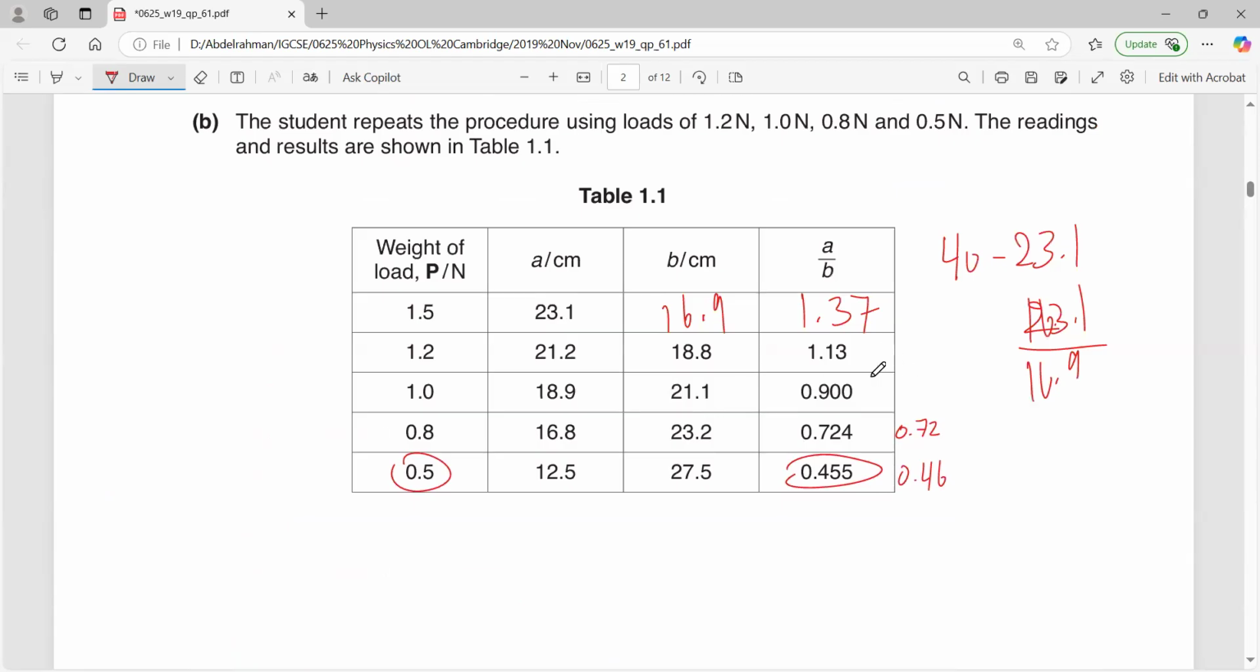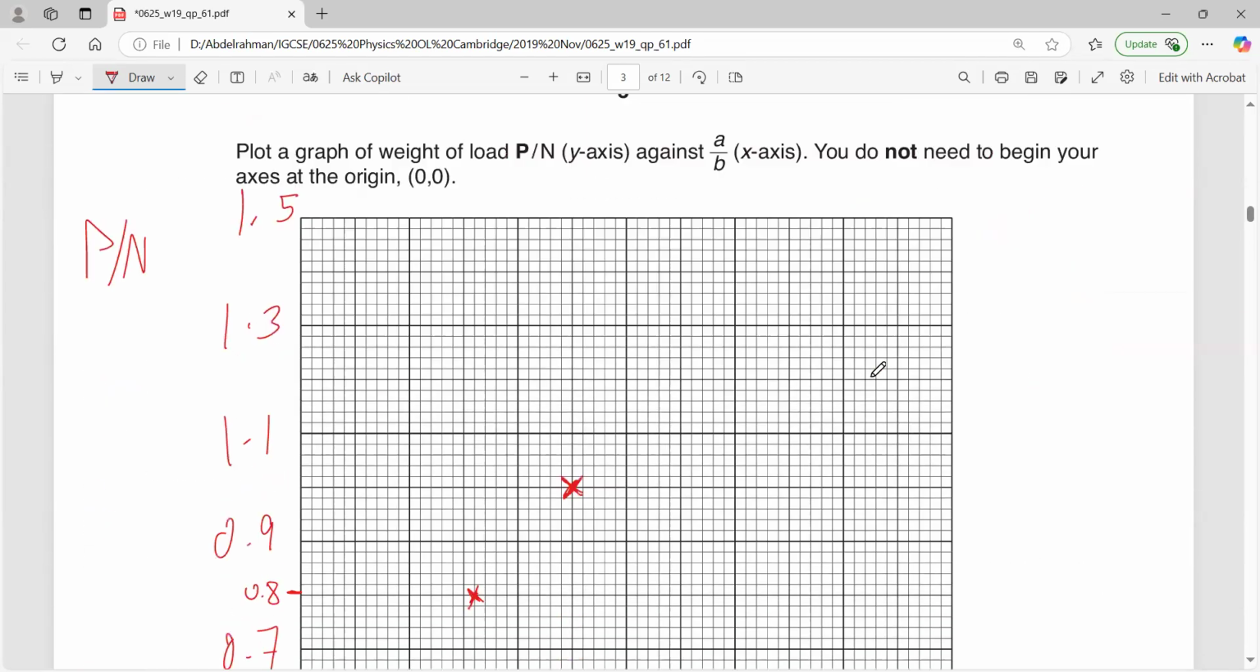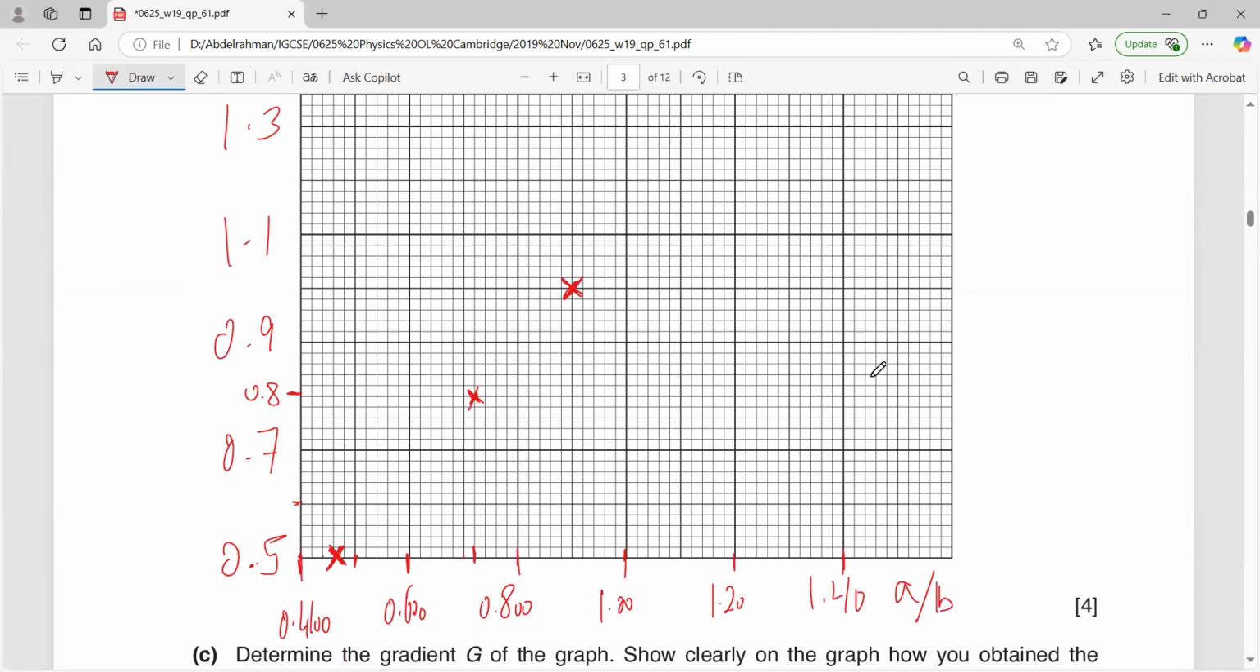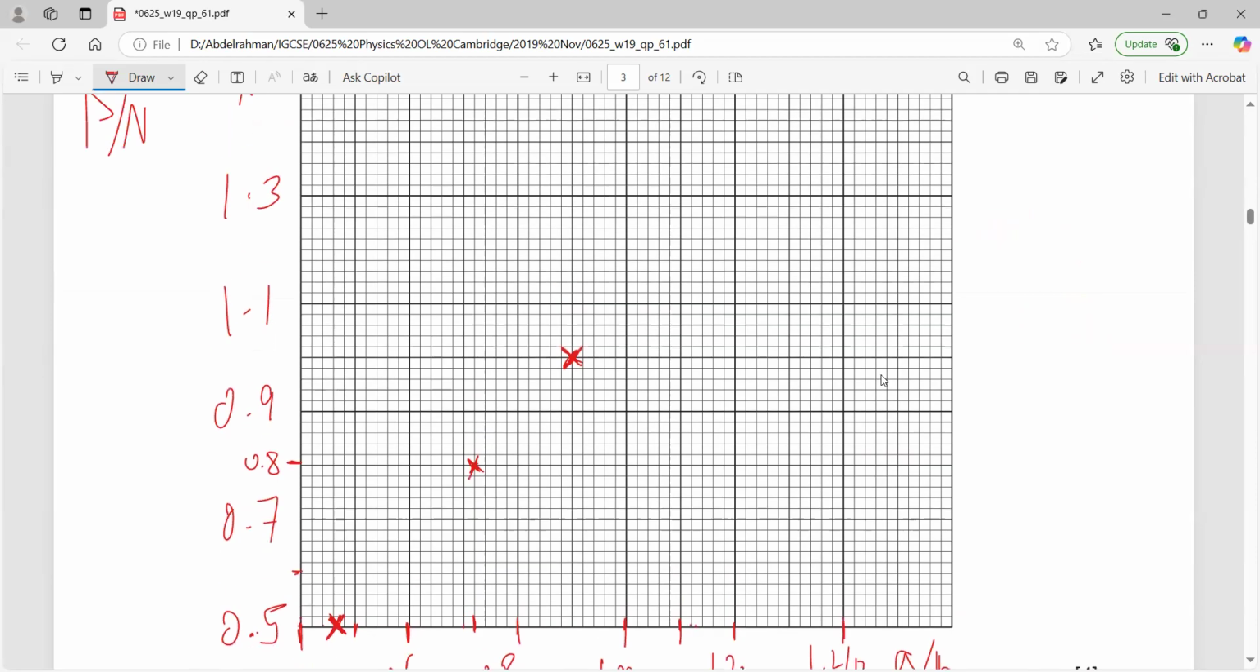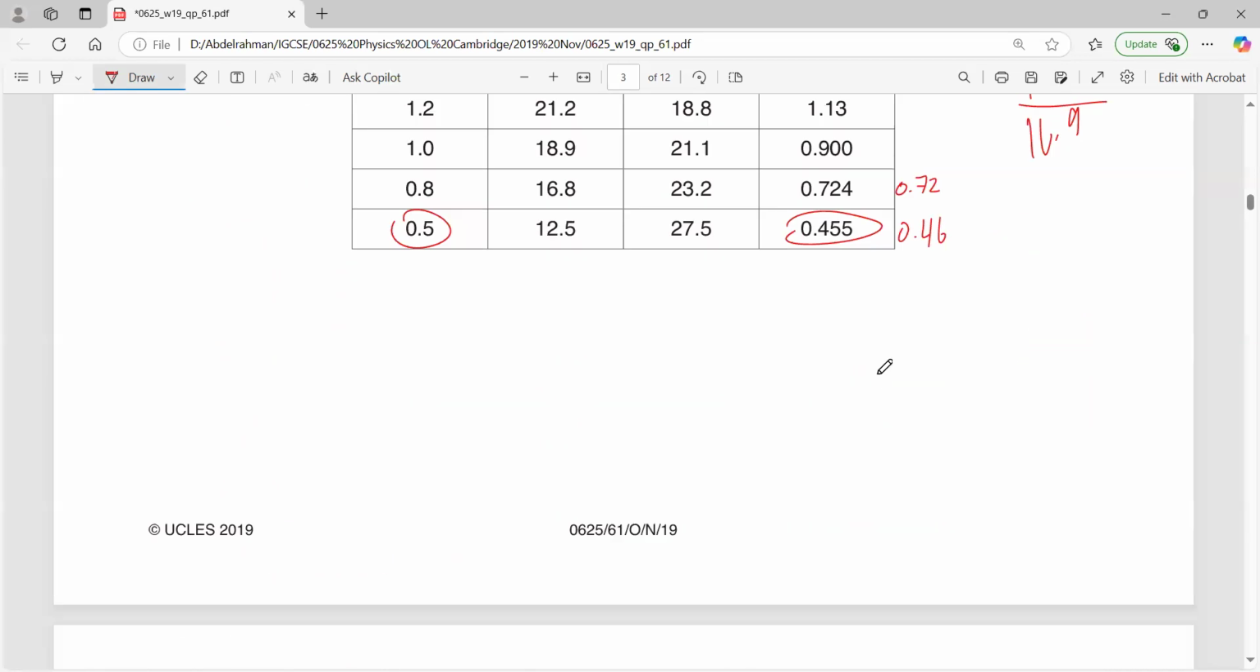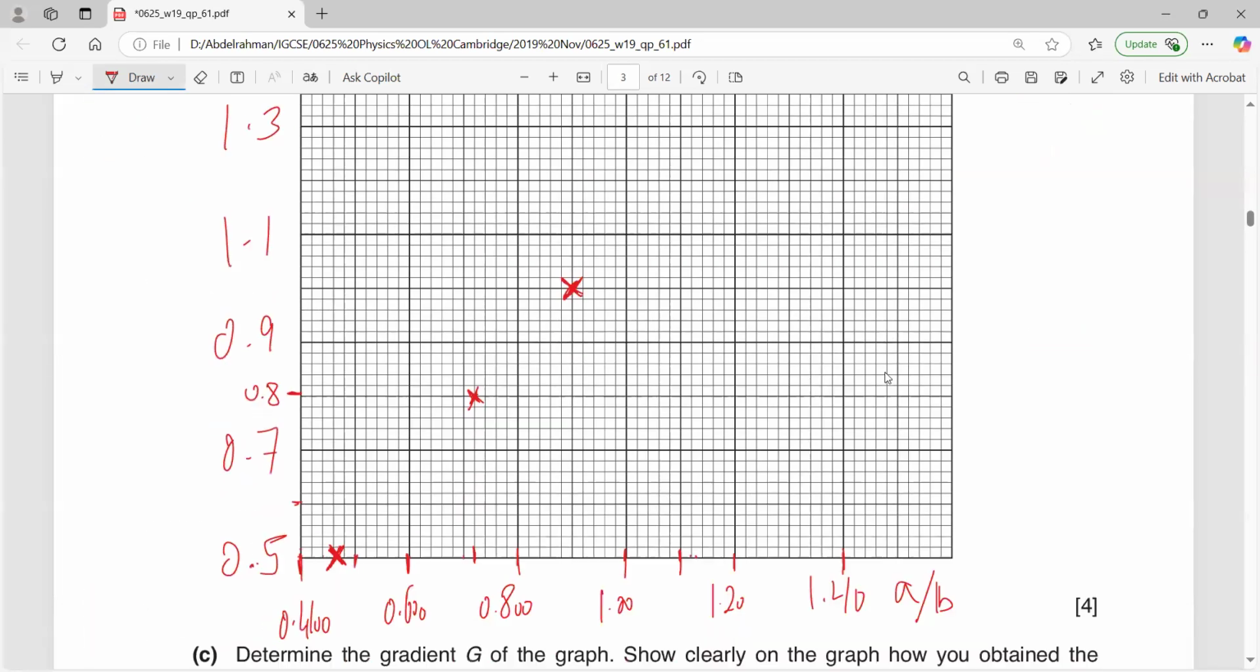Next point is 1.13 and 1.2. 1.13 is 1.1, 1.12, 1.13. And 1.2, that's easy. 1.2 is here, so this would be the point. We're using very small x's to plot the points.